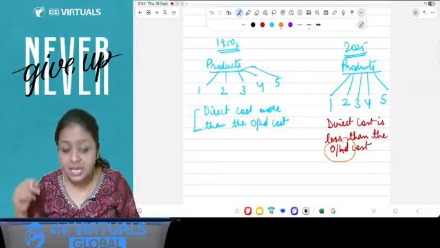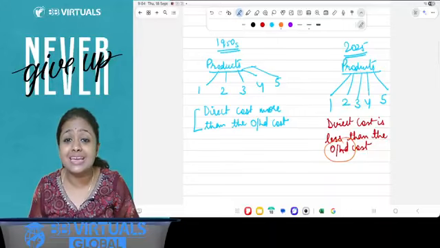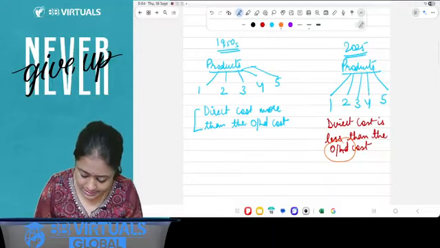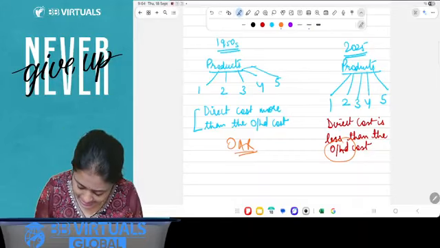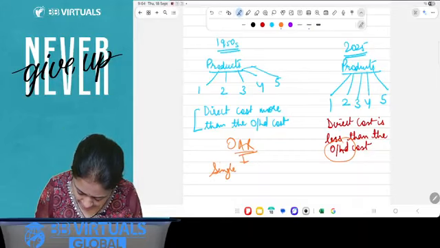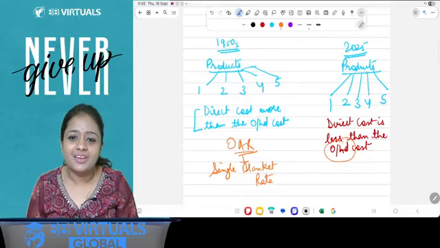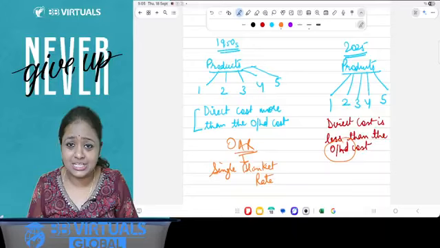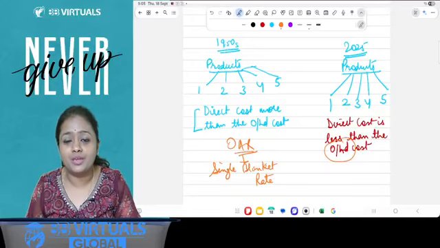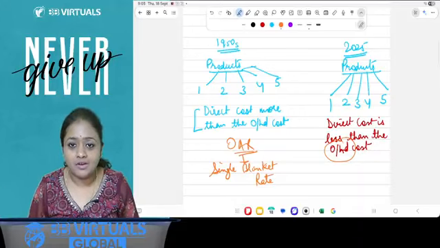It implies that overhead is allocated on the basis of a single rate. What we calculate here is OAR, which is a single rate, and we also refer to it as a single blanket rate. We wear a blanket, four people under one blanket. That's possible, right? Here also, all products get their share of overheads by a single rate.